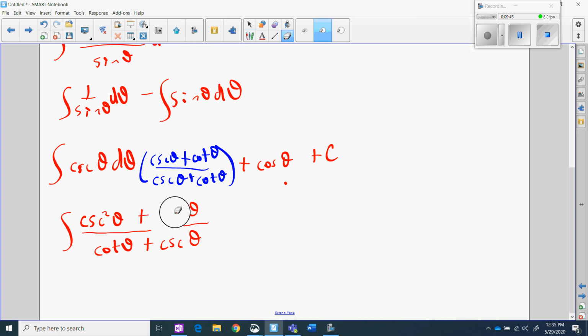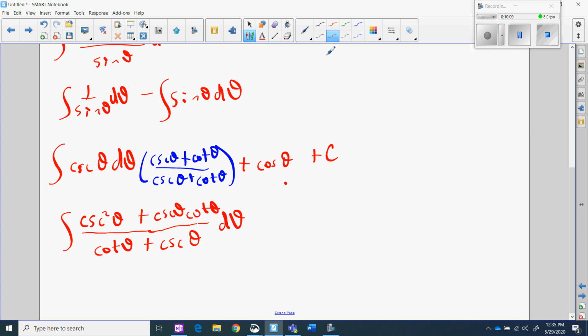This one should have been, this multiplied by this should have been cosecant theta, cotangent theta. Forget that d theta stuck here at the end. Okay, let me try that again. Cosecant squared theta is almost the derivative of cotangent theta, just missing the negative. The derivative of cosecant theta is almost this, just missing the negative.